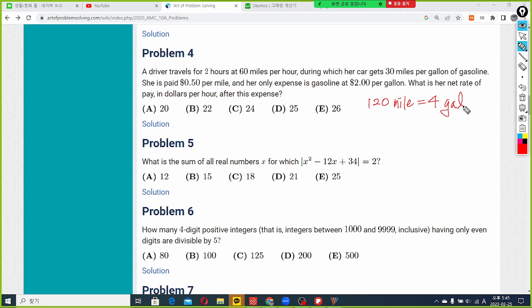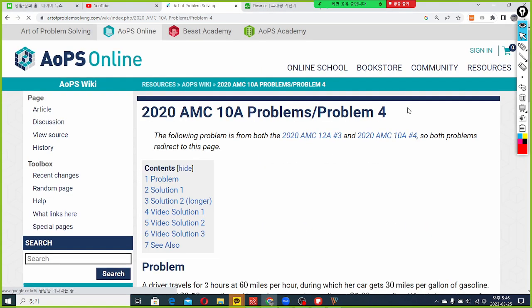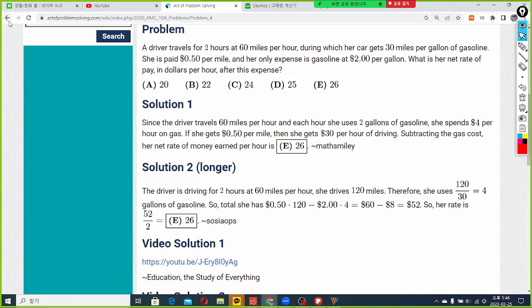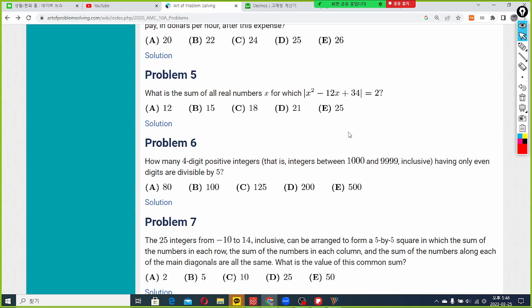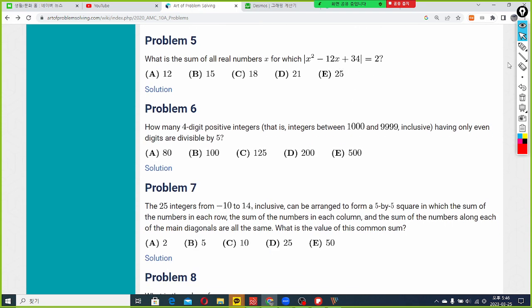Is it E? Great. Yeah, number 5. You can do it.